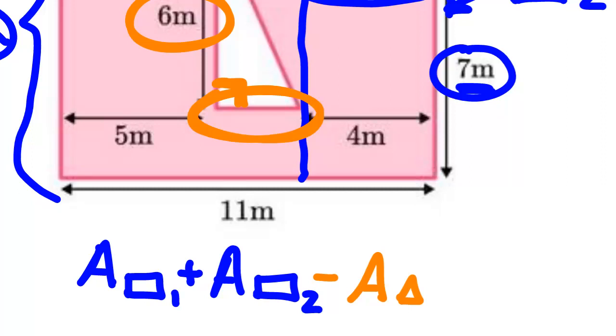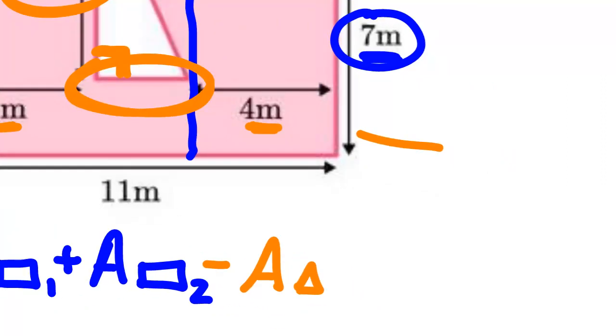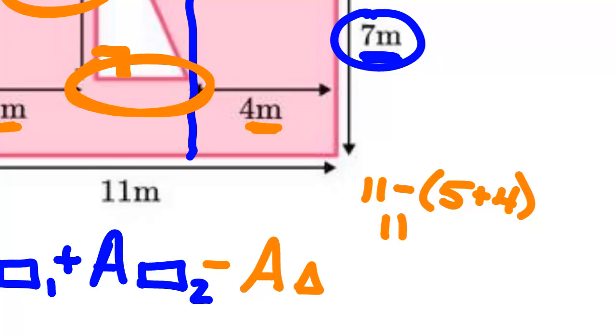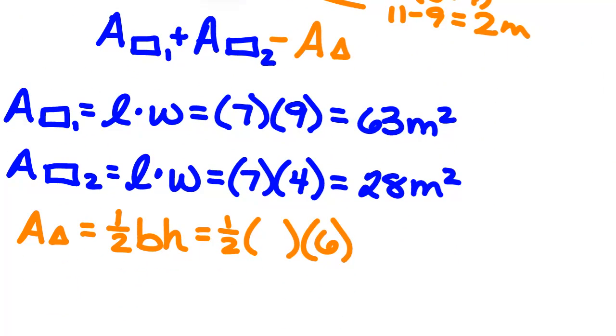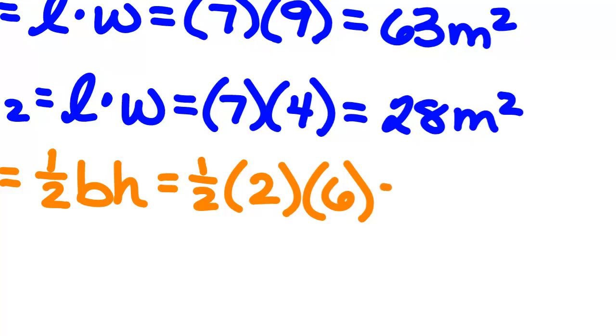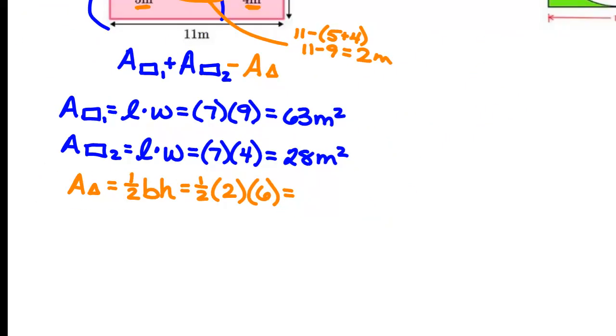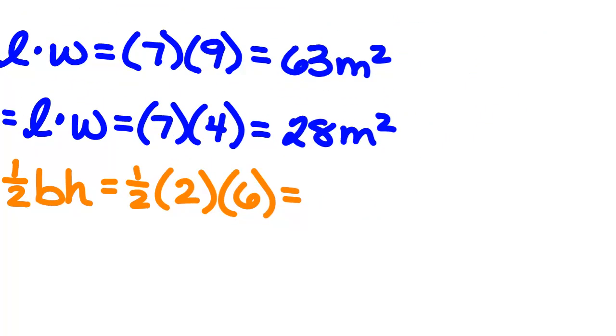Do I have the ability to find that? How can I do that? Add 5 and 4 and subtract that from 11. So we're going to do 11 minus 5 plus 4. 5 plus 4 is what? 9. And 11 minus 9 gives me 2. So this distance right here is 2 meters. So there's my base. What is 1/2 times 2 times 6?